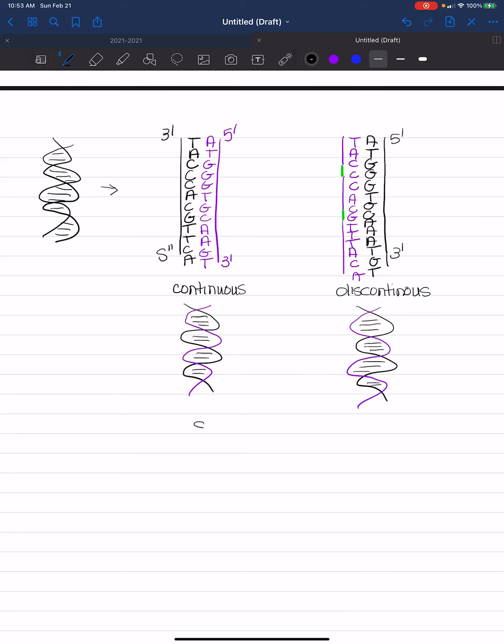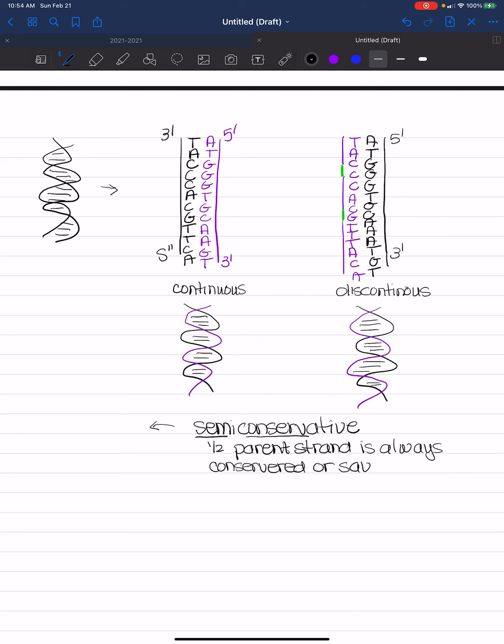This process is said to be semi-conservative. So if we break this word up into its prefix and suffix, semi means almost or half, conserve means save. And so in this replication process, one half of the parent strand of DNA is always conserved or saved. So in our picture, that represents the black strands.